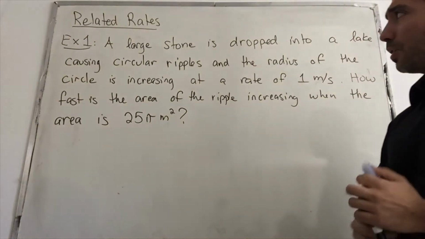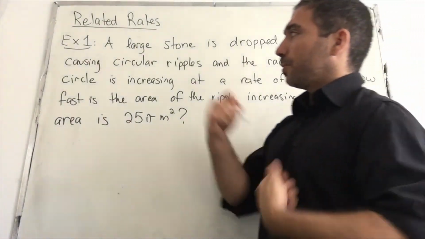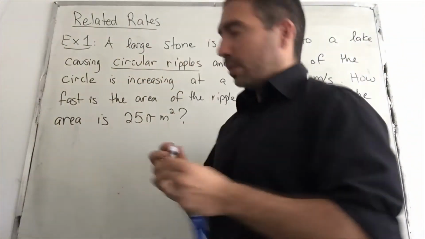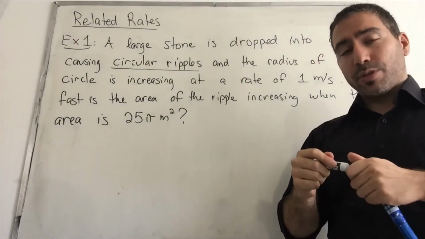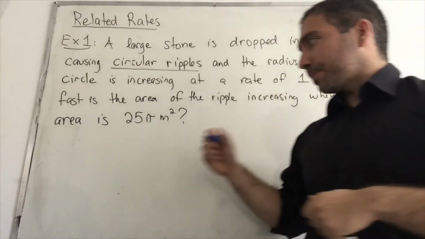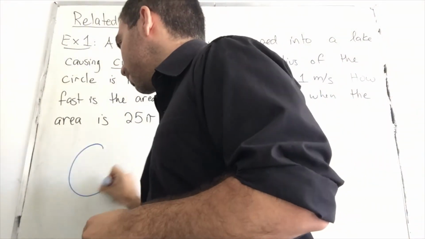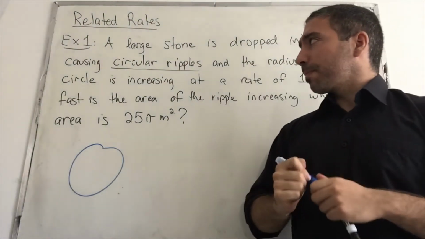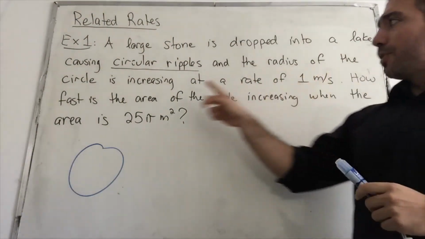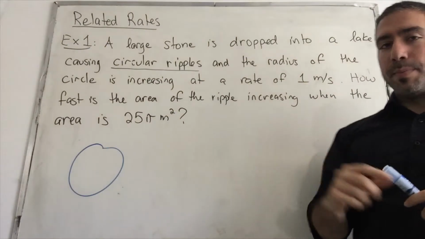So first of all, a large stone is dropped into a lake causing circular ripples. The keyword here is circular ripples. So we're dealing with circles. Let's go ahead and draw that. So we're dealing with the circle. The radius of the circle is increasing at a rate of 1 meter per second.